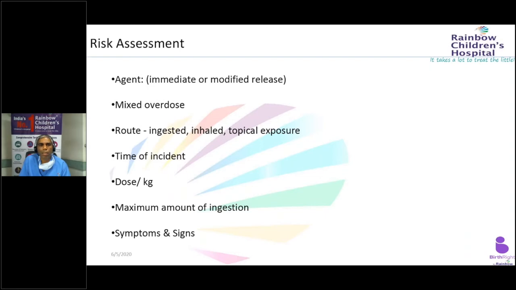And in examination, we should look for symptoms and signs which would give us some clue about either the severity of the toxicity or the type of toxicity.